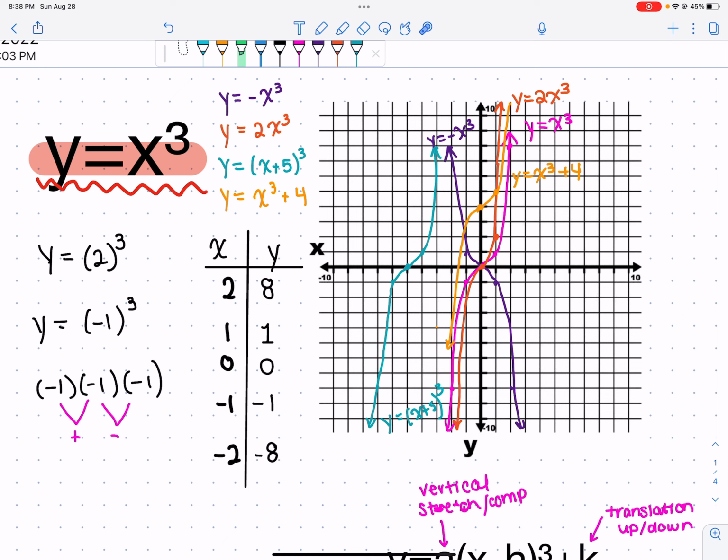So those are the different transformations we can have with our x cubed graph, or a cubic graph.